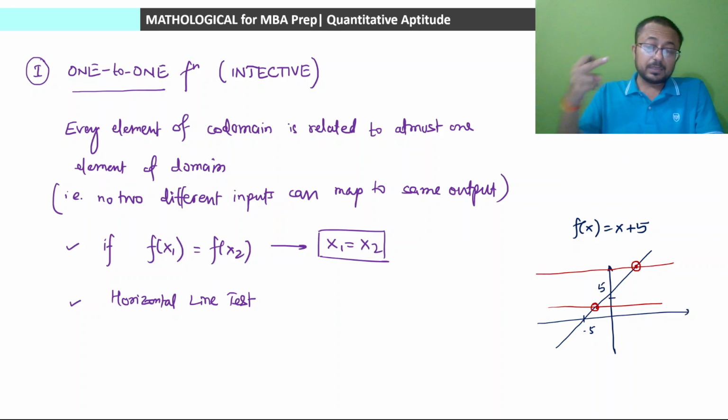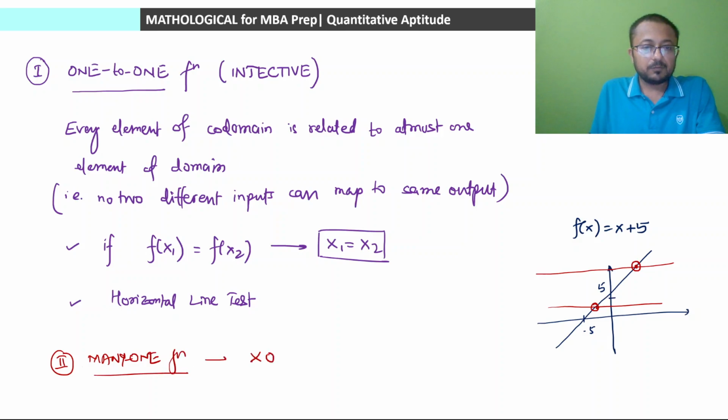But if the horizontal line is intersecting at more than one point, then the function is not a one-one function but rather a many-one function. Is that clear? So our first case was the one-to-one function. Second case is of the many-to-one function. And a many-one function is that function which is not a one-one function. If a function is not a one-one function, then that function is a many-one function. Okay, this was the first distinction, one-to-one function versus many-one function.